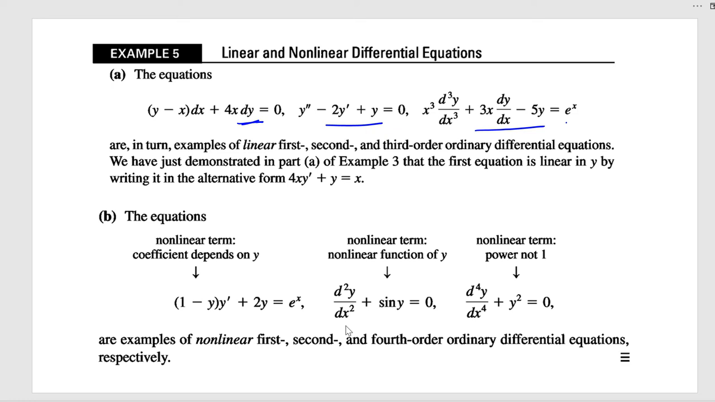But if you look at the nonlinear terms here, 1 minus y into y prime. The coefficient of y prime is a function of y, which is not linear. Similarly, in place of y we are having sine y, so this is also non-linear. Not only that, if the power is more than 1, then also it is non-linear. That's a very important observation, an important characteristic of linear and non-linear differential equations.